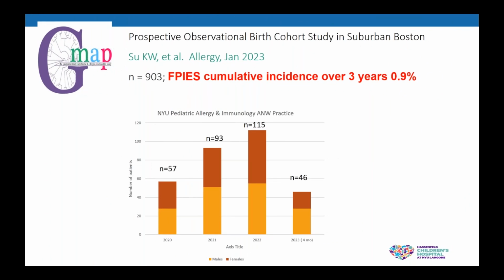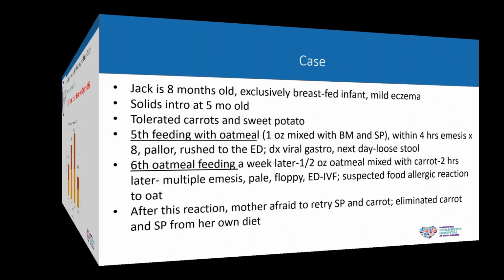There is an even more recent study that was done in a birth cohort in suburban Boston, which estimated the cumulative incidence of FPIES over 3 years at 0.9%. This was maybe 6 years after our original study was conducted. So this might also suggest that we are potentially seeing an increase in the prevalence of FPIES, at least in the United States.